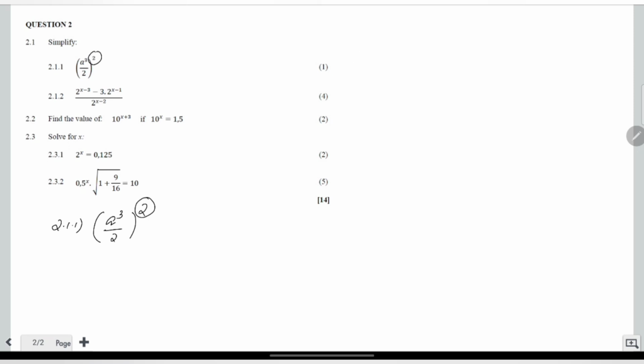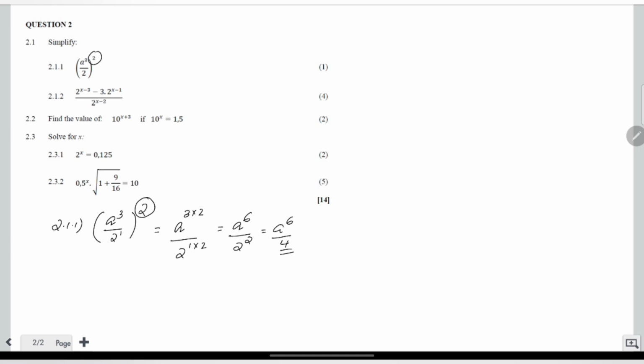Now this question we can do very easily. It is only 1 mark. Open the bracket. We can see the power of a is 3 and the power of 2 is 1. Both those powers will be multiplied by the power outside the bracket. So it's going to be a to the power 3 times 2 divided by 2 to the power 1 times 2. So the answer is a to the power 6 divided by 2 squared, isn't it? So a to the power 6 divided by 4 is the answer.